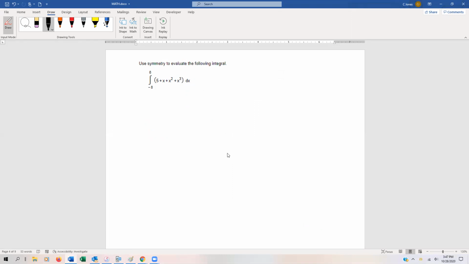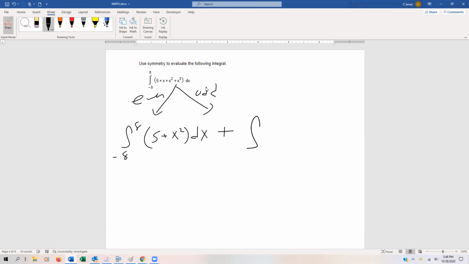Remember in the first example, we split it up into 3 separate integrals. We could split this into 4 integrals, or we could just split it off into an even integral and an odd integral to make it really nice and easy for us. And let's do that. So we're going to split this up into -8 to +8. We're going to take the even terms, 5 plus x squared dx. Okay. And then for our odd terms, that's going to be -8 to +8, and the odd terms are x and x cubed.